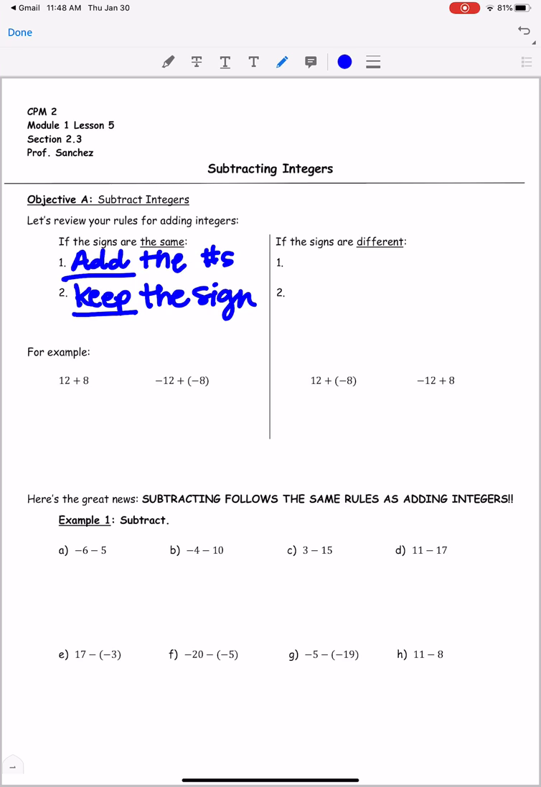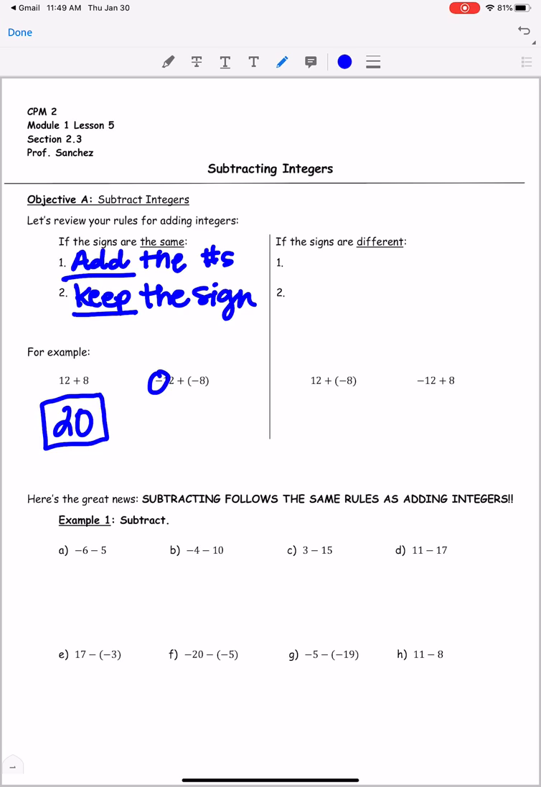So here, on my example right here, because they're both the same sign, they're both positive, we're going to add these together. So 12 plus 8 is 20. And then we're going to keep the sign, which is positive. So my answer is just 20.